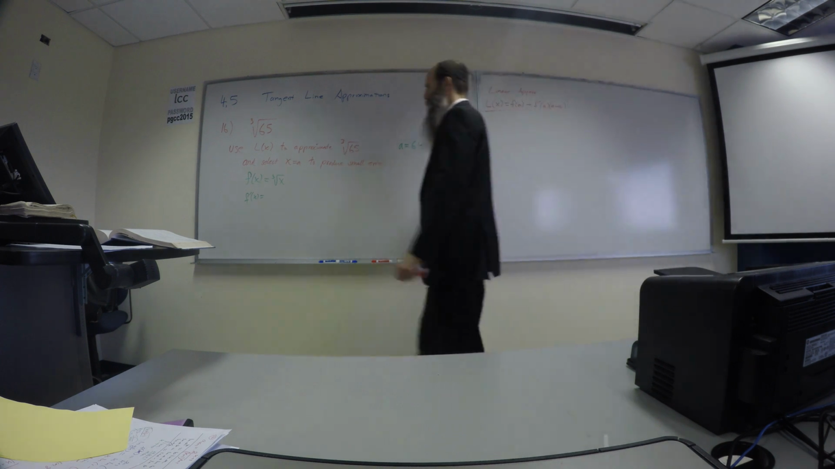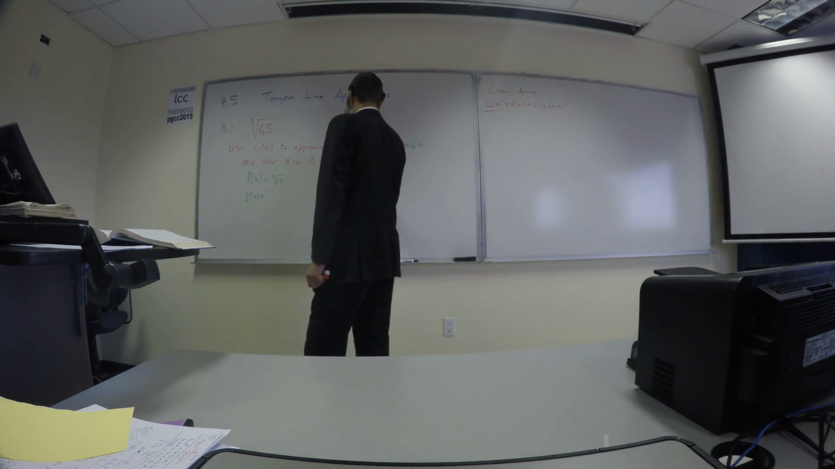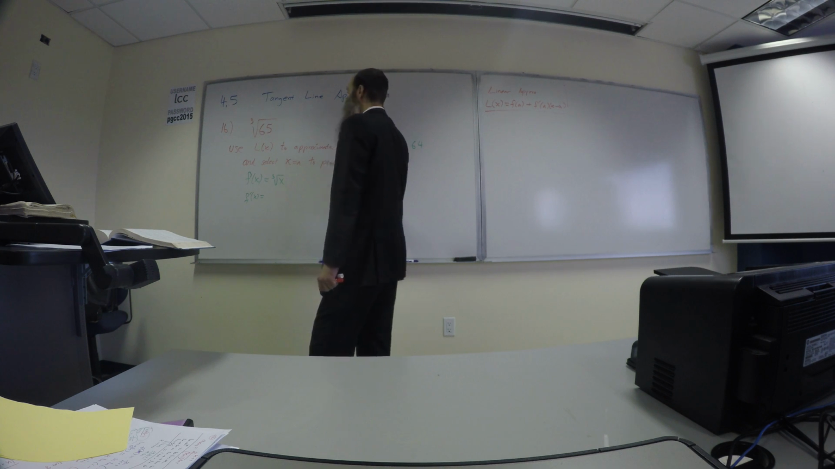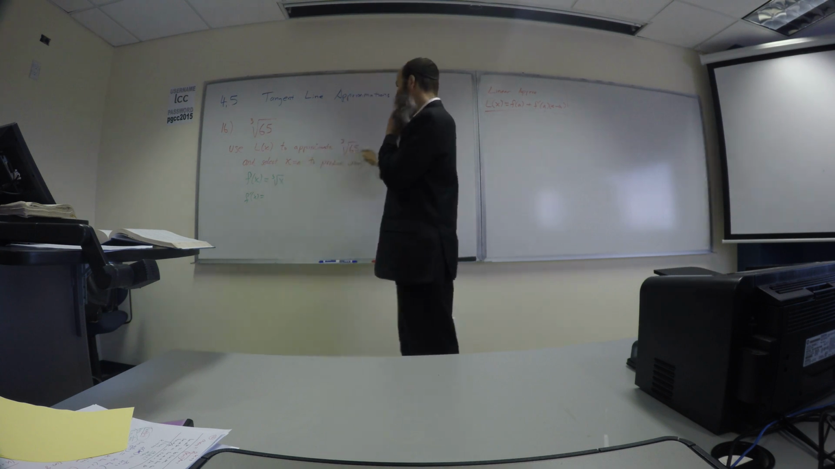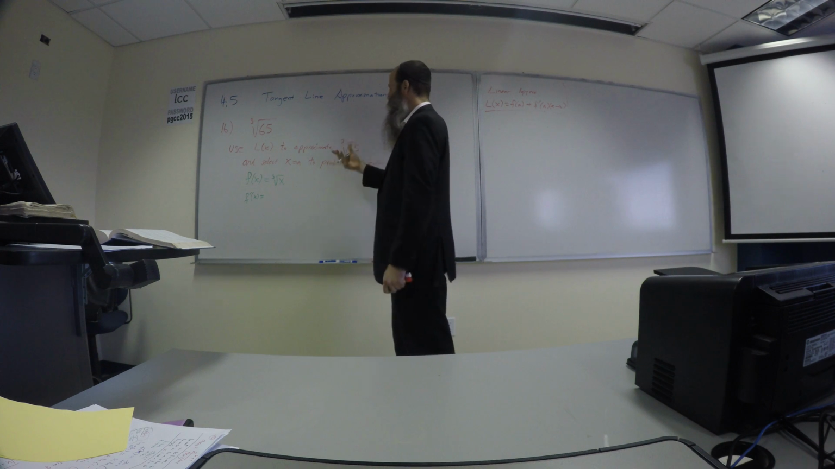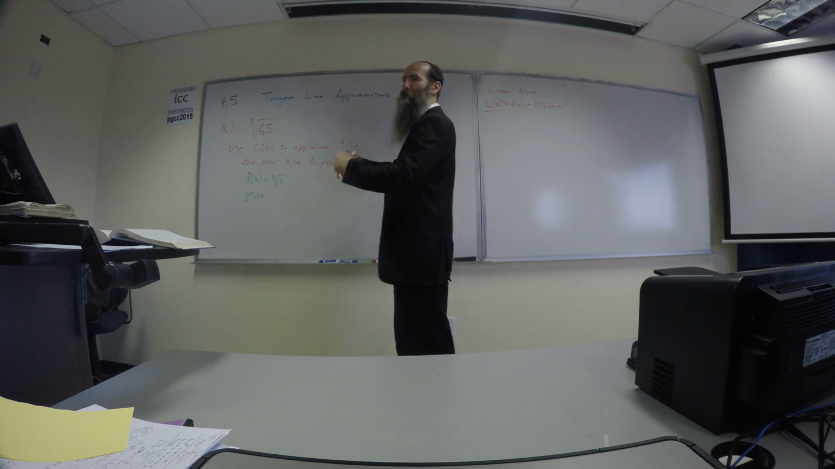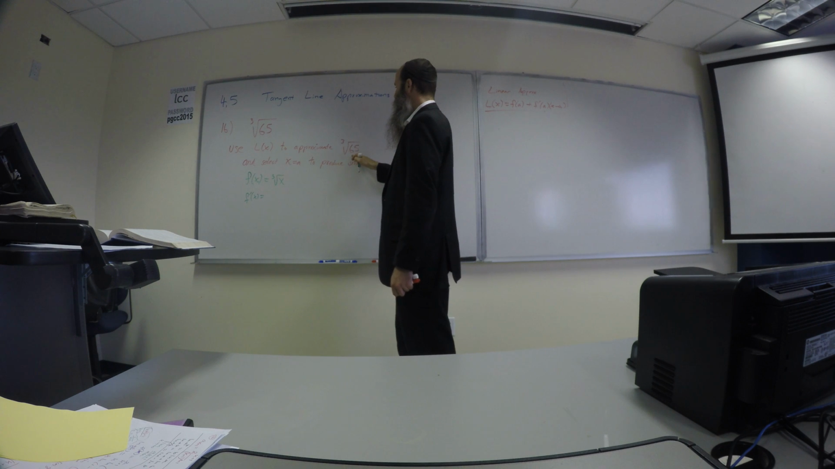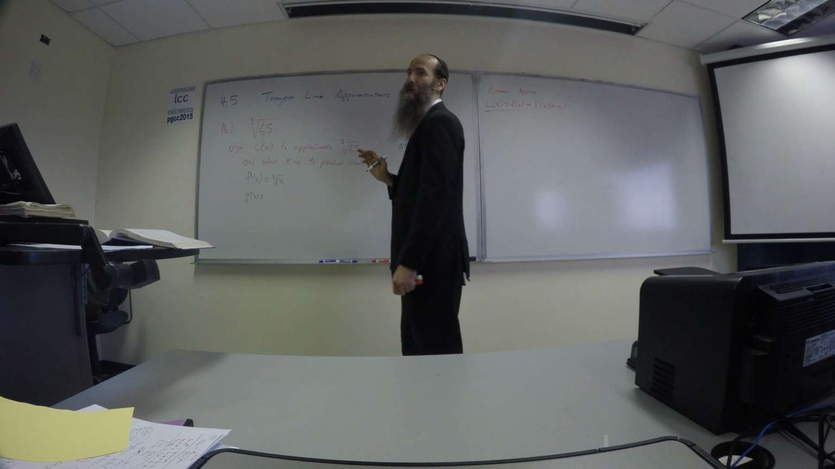What happened to the 65 that was under the cube radical? Why did you just switch that out for x? I want to deal with a function, not an exact value. What function is taking in 65? The cube root function. That's the function we're on. We want to know an approximation to this, but what we actually know is the cube root at 64.